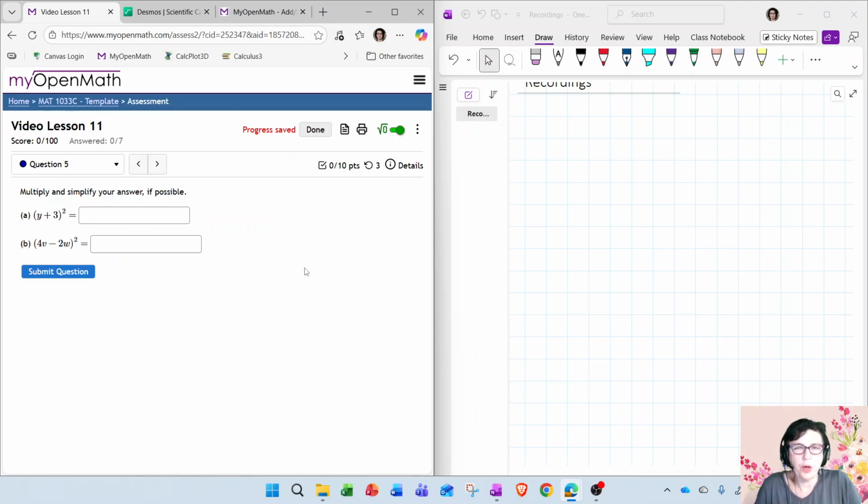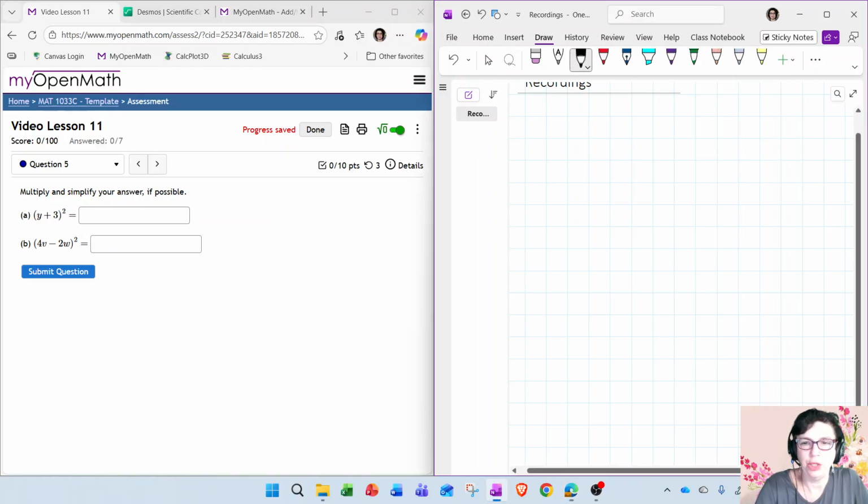In this video, we are going to look at binomial squares. There are two possible ways to solve this question. The first way is knowing the binomial squares pattern. Okay, that looks like this.